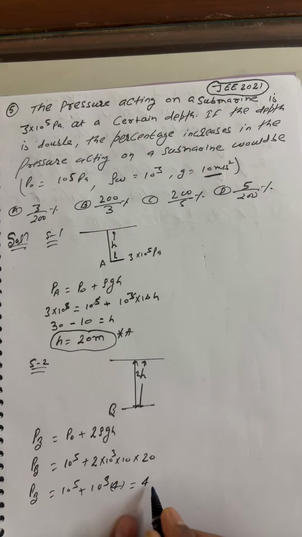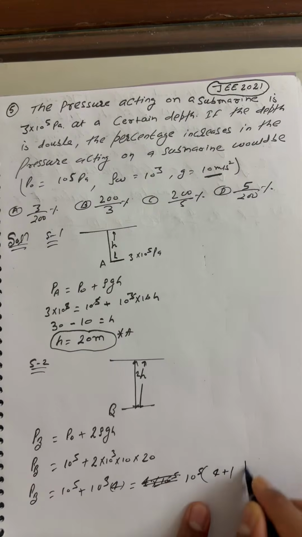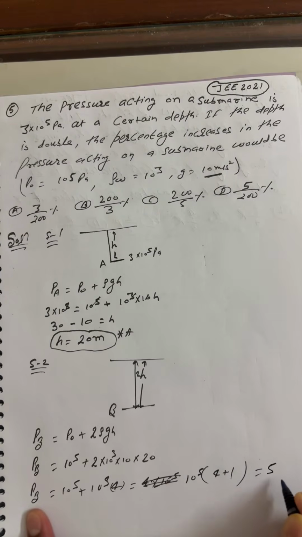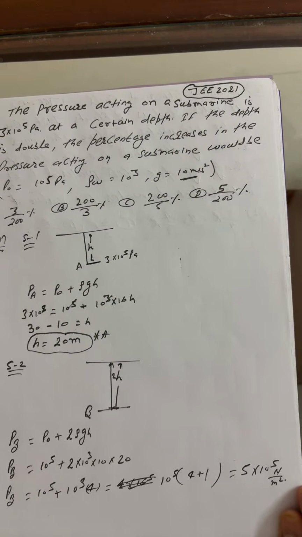So 4 into 10 to the power 5 and plus 1. Finally, I can take 10 to the power 5 common first, 4 plus 1. So finally we'll get the pressure at point B as 5 into 10 to the power 5 Newton per meter square.